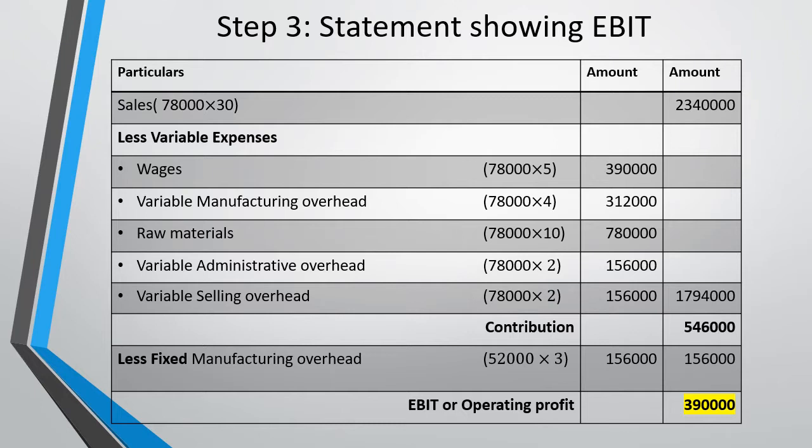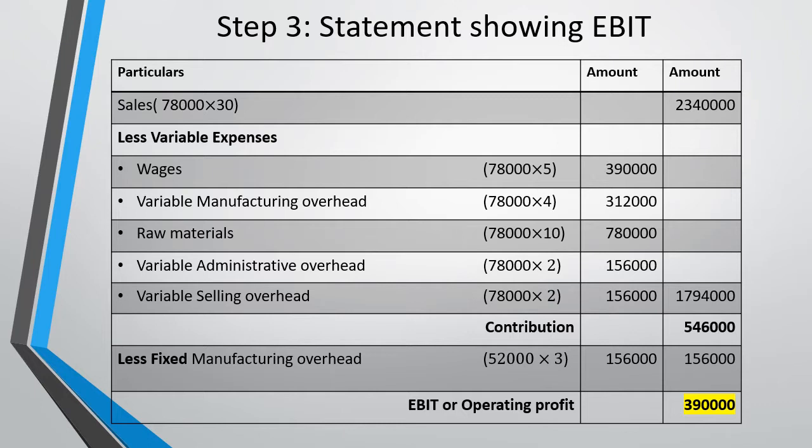The variable expenses are as follows. Wages 5 rupees per unit comes to 3,90,000. Variable manufacturing overhead 4 rupees per unit comes to 3,12,000. Raw materials 10 rupees per unit comes to 7,80,000. Variable administrative overhead, 2 per unit given in the question, comes to 1,56,000. Same way selling overhead, given as 2 in the question, comes to 1,56,000. The total is 17,94,000. If you deduct these, you get contribution. Your contribution value is 5,46,000.